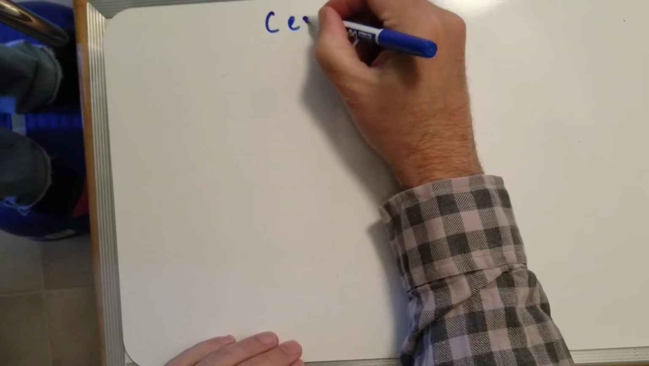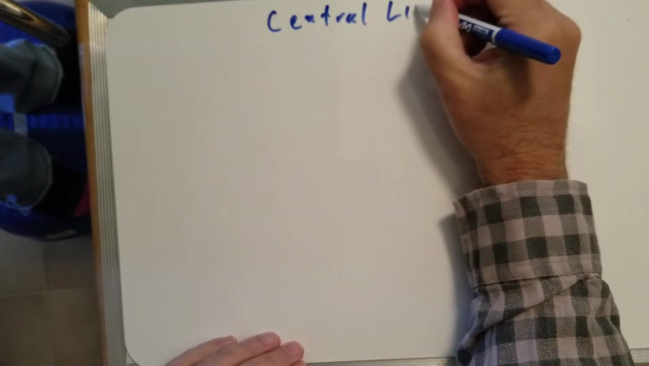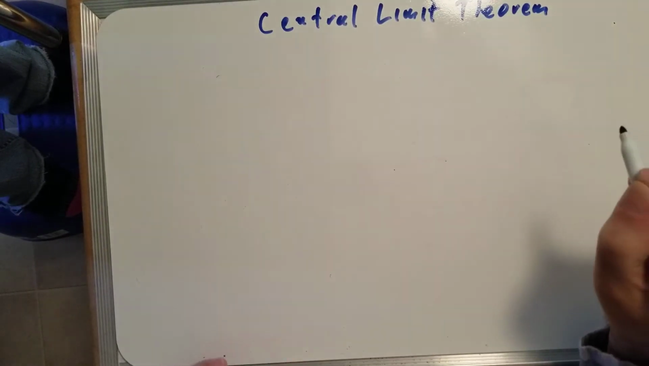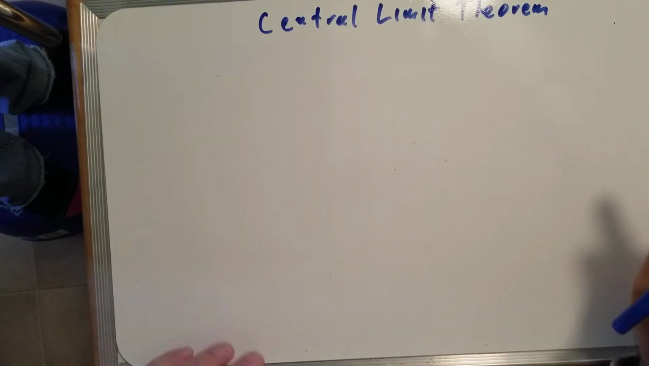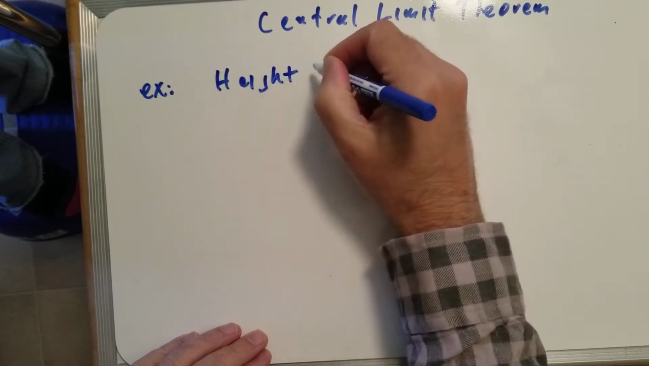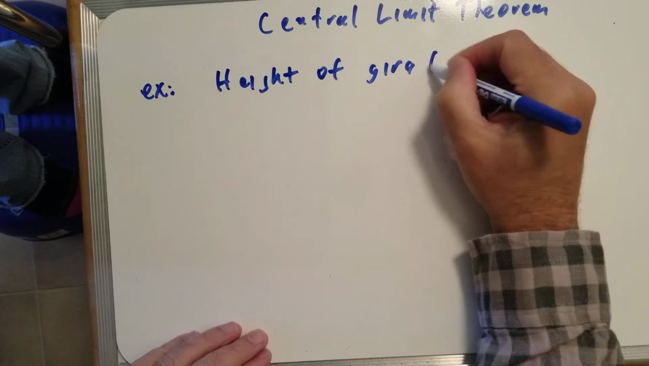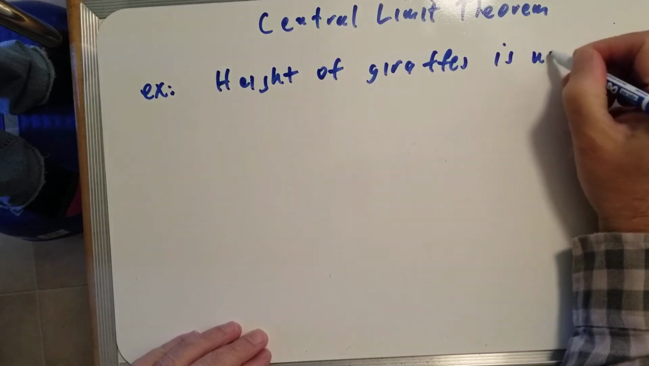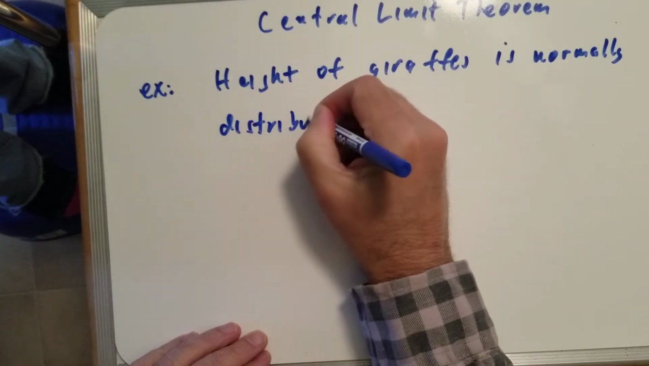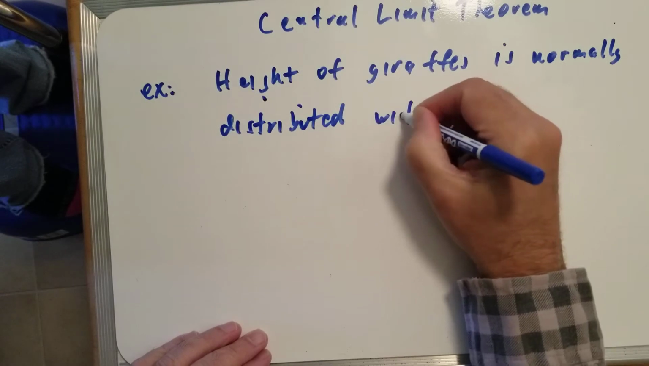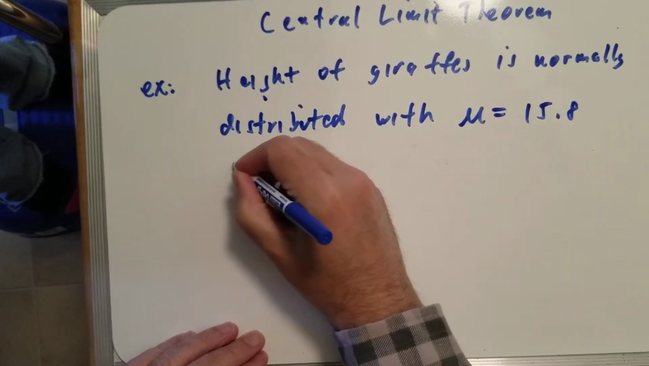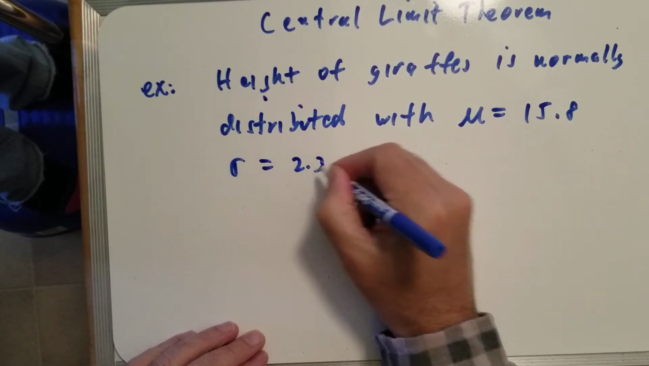I wanted to do one example that uses the central limit theorem. Normally in class I would go on a math major type tirade about the central limit theorem, but I'm going to just stick to an example here. So here's the example. The height of giraffes is normally distributed with mean equal to 15.8 feet and standard deviation equal to 2.3 feet.